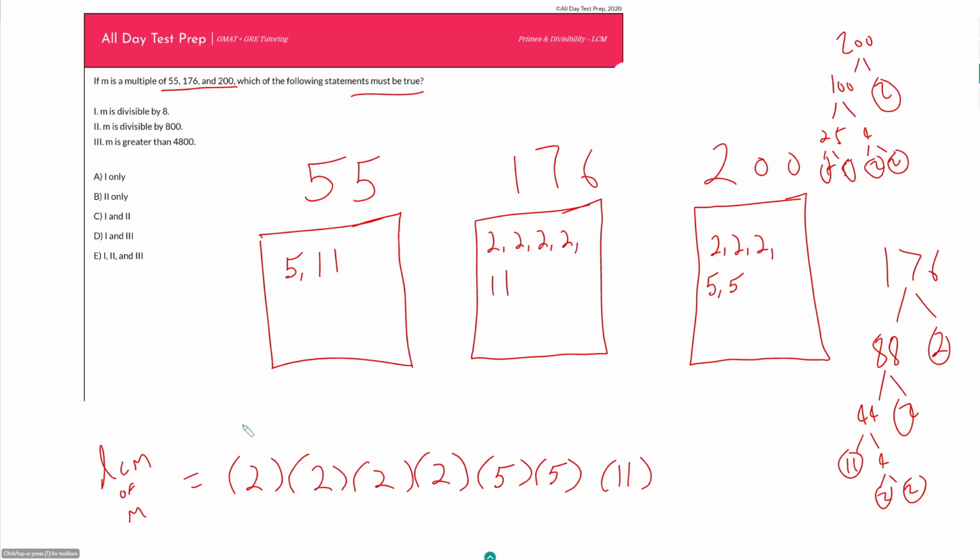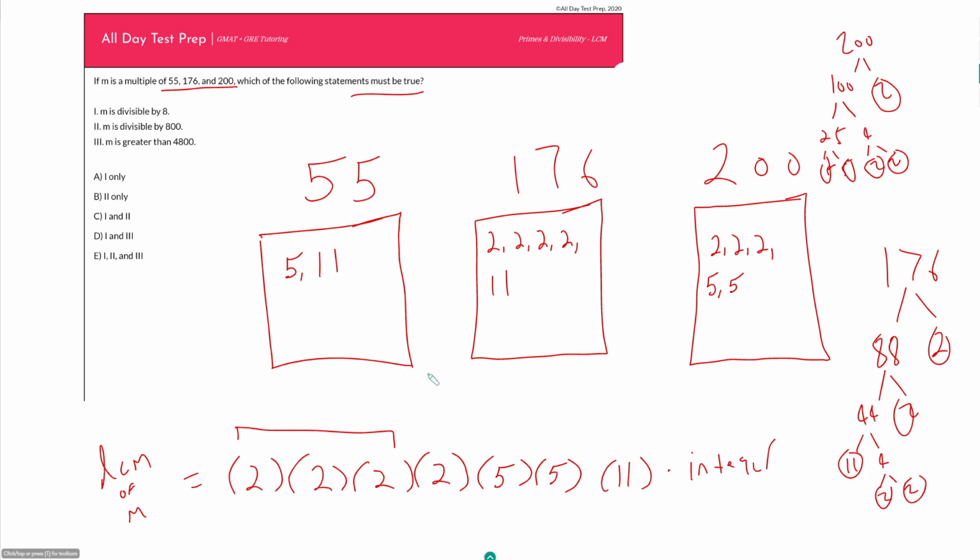Let's see if we can get away without actually having to multiply it out. If we can just leave it as this expression, save ourselves a lot of time. So what must be true about this number here? Does it have to be divisible by 8? So does it contain an 8? And we have 3 2s here, which gives us an 8. So it definitely is going to contain an 8. Now remember, this is the least common multiple of m. If we are talking about any multiple of these 3 numbers, it's going to be the least common multiple times some integer.